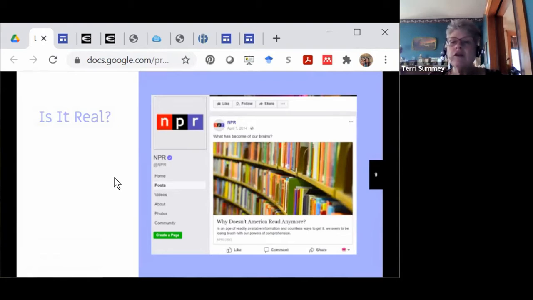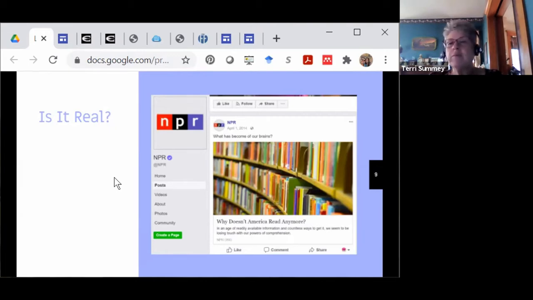But if you look a little closer, you'll notice that it was published on April 1st, 2014. Well, there's a couple issues there. One is that it's 2014, so it's 7 years old. The other is that it was published on April 1st. We have April Fool's Day coming up, and April 1st is April Fool's Day. And so this was actually not real.